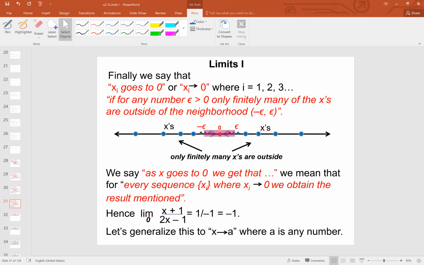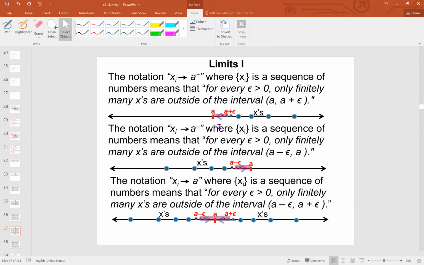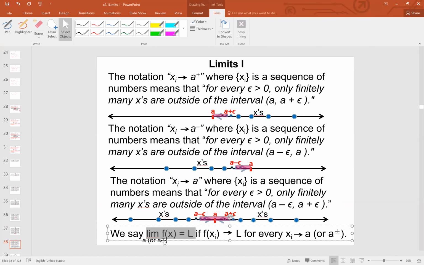And we say the same thing. Basically, if we change the number 0 in the picture to any center, any number a, we can talk about x goes to a from the positive side, x goes to a from the negative side, x goes to a from both sides, or the limit as x goes to a. And we say the limit of f of x is L as x goes to a, or simply, as x_i goes to a, we say f of x_i goes to L for every sequence you can think of that goes to the number a. You plug it in, you will get the same result L.